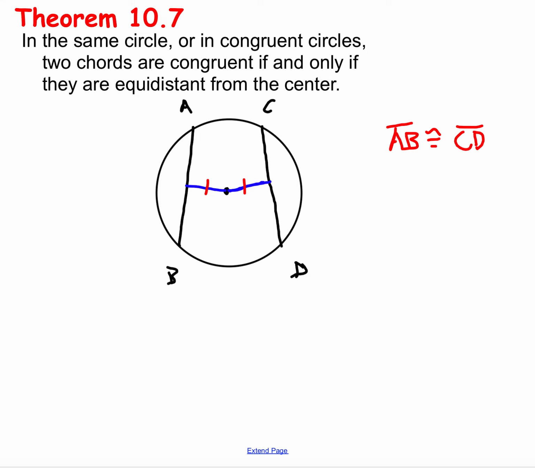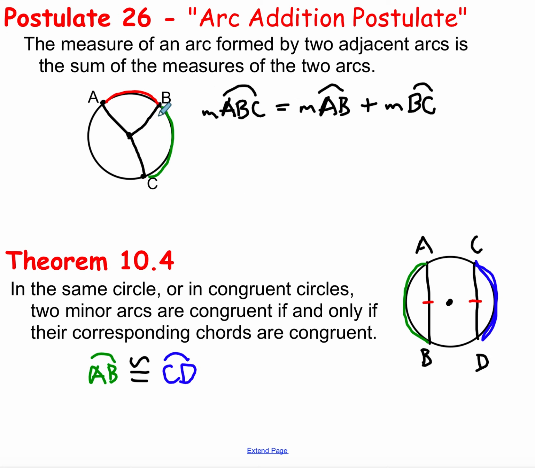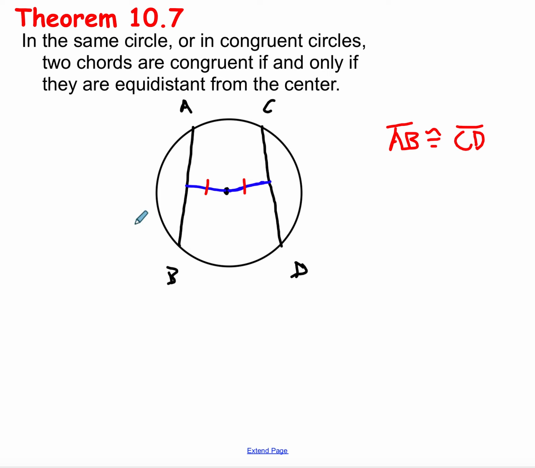So if we go back to theorem 10.4, if these two chords are congruent, that also means that we know that they are also equidistant from the center. That this distance and this distance must be the same. Okay, so it works both ways. If chords are congruent, their arcs are going to be congruent, which is what theorem 10.4 says, and we know they're going to be equidistant from the center. So there's lots that we already know just from chords being congruent. We know these arcs are going to be congruent and that this distance here is going to be congruent. Okay, that's chapter 10, section 2.